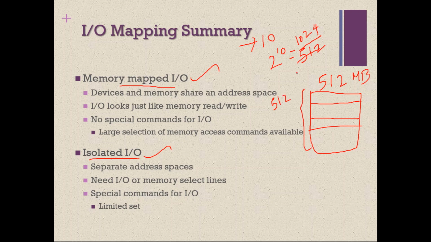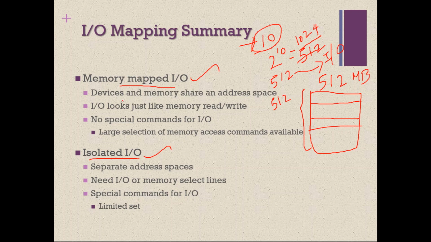Then the remaining 512 combinations of zeros and ones of this 10 bit address can be used to address the IO devices. So this is called memory mapped IO.